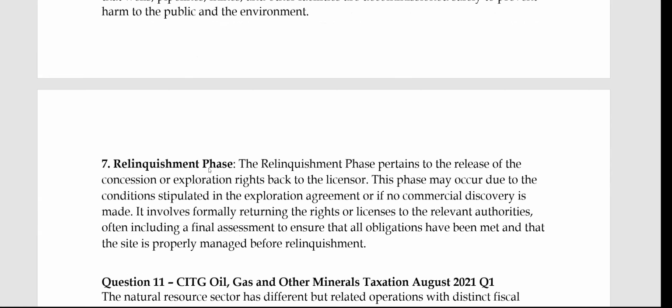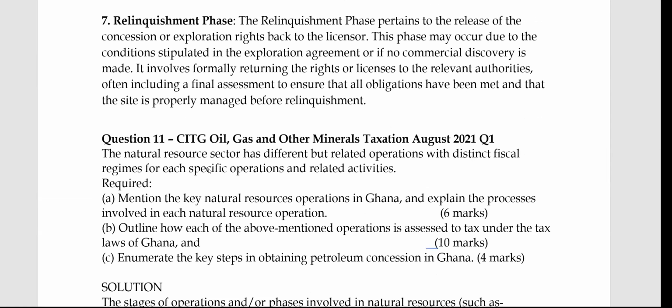Then we have what? Okay. Relinquishment phase. The relinquishment phase pertains to the release of the concession or exploration right back to the licensor. This phase may occur due to the conditions stipulated in the exploration agreement or if no commercial discovery is made. It involves formally returning the rights or license to the relevant authorities, often including a final assessment to ensure that all obligations have been met and that the site is properly managed before relinquishment.